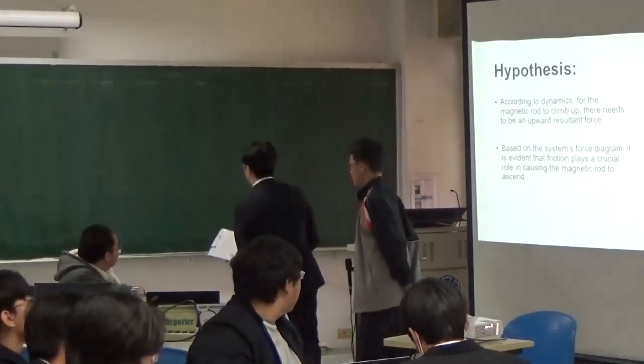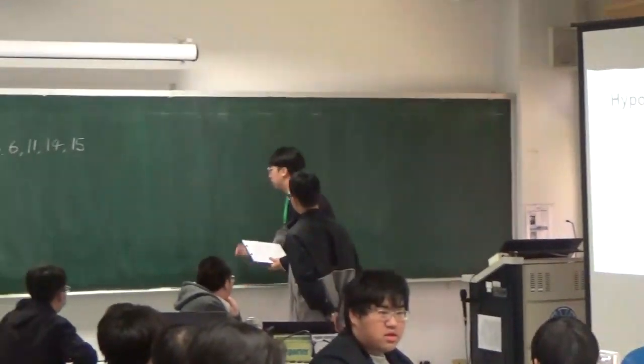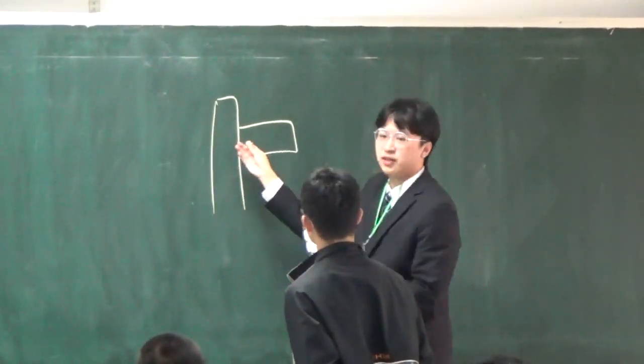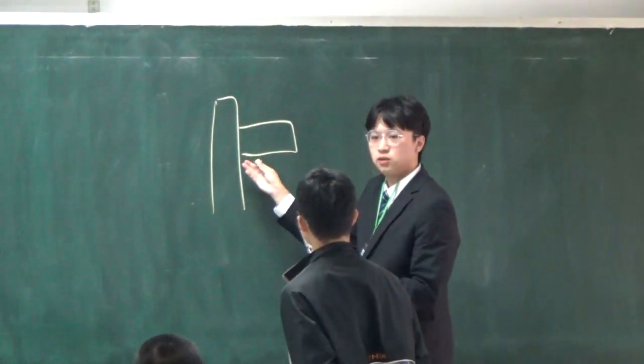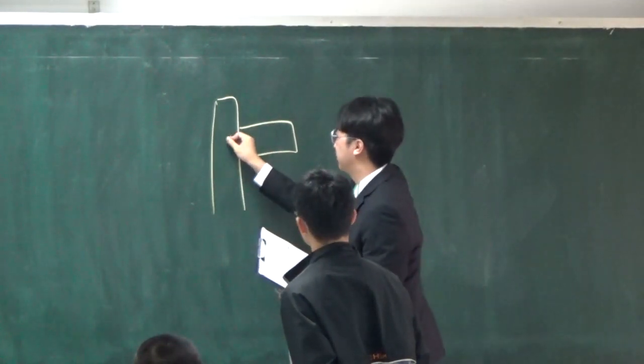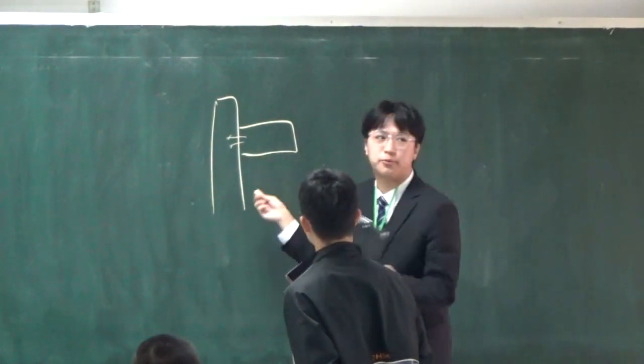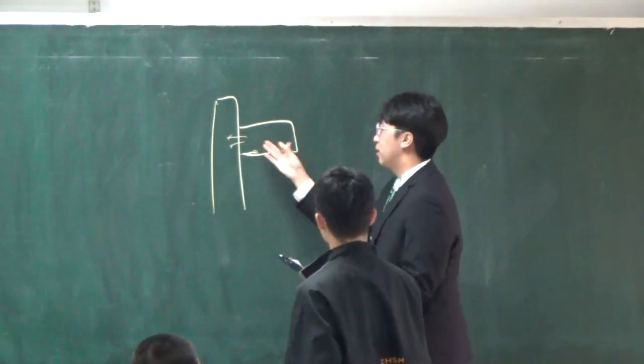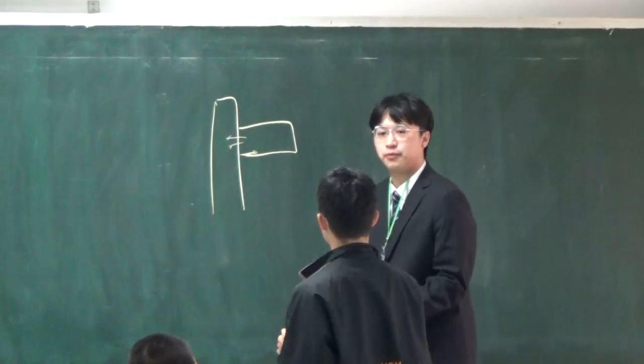Because as the problem statement said, when you attach a magnet on the rod, I think the magnet will attract it. Oh yeah, so I think the magnetic force may be this way, so it can attract it. But the normal force that you show is this way. Can you tell me why or how the magnetic force will transfer into the normal force?